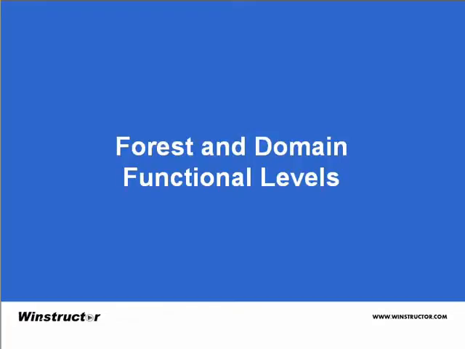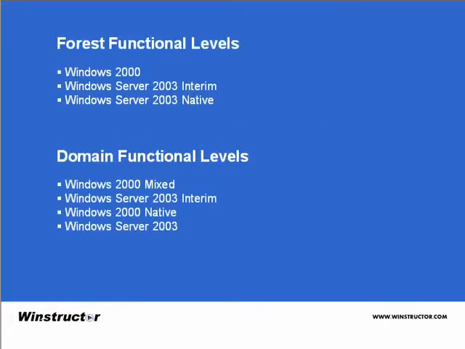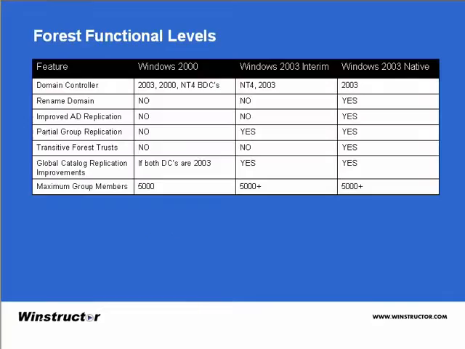Forest and domain functional levels. Forest and domain functional levels provide a way to enable forest and domain level functions in your network environment. There are 3 forest and 4 domain levels available. The forest functional levels are Windows 2000, Windows Server 2003 Interim, and Windows Server 2003 Native. The domain functional levels are Windows 2000 Mixed, Windows Server 2003 Interim, Windows 2000 Native, and Windows Server 2003.